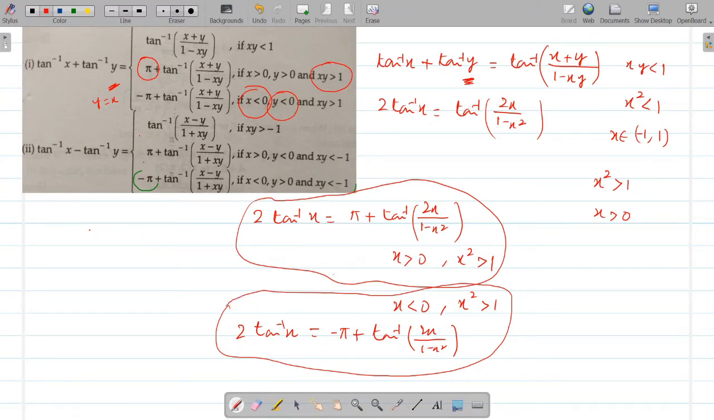Similarly, you can derive the formulas for 3 tan inverse of x also by converting it as 2 tan inverse of x plus tan inverse of x. So this I'm just leaving to you to attempt, and I'll be explaining it in the next lecture. So any formula you can convert like this. Say somewhere you have written sine inverse of some k1 plus cos inverse of k2, something you have to prove like this.